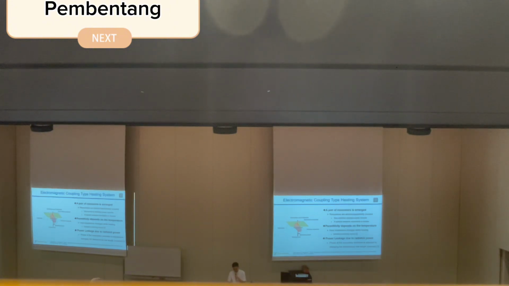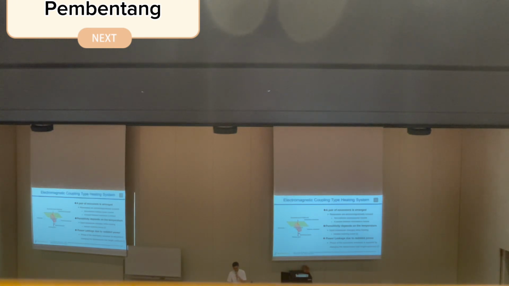A pair of resonators is arranged here and here, and these resonators are electromagnetically coupled. This is one of the applications of non-radiative wireless power transfer, which is mainly used for things like charging mobile phones. And in this heating area, if we put something between the resonators, the sample is heated by the non-radiative microwave.